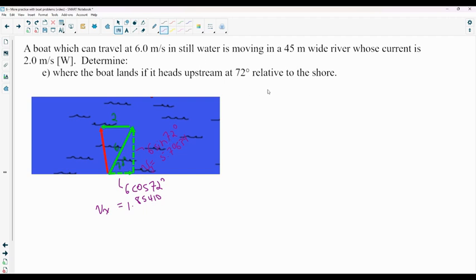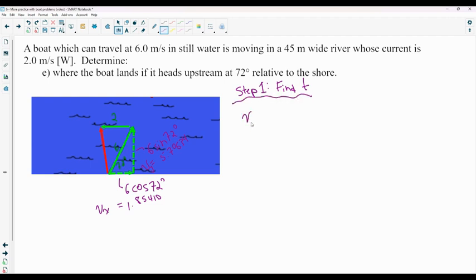Okay, so let's do this in kind of a set order here. Let's go step 1. Step 1, we got to find the time to get across the river. So the only thing that matters for getting across the river is this velocity in the y direction, 5.70634 meters per second. That's the only one that matters. So we're going to say step 1 is find the time. Let's do that right now.